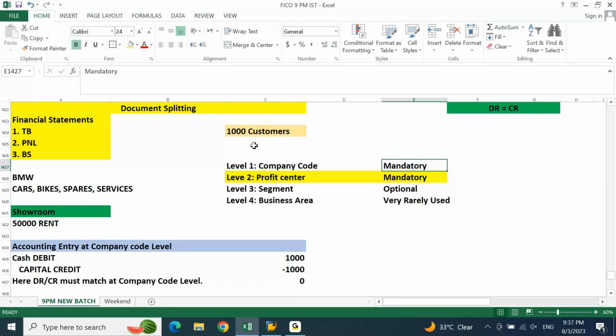Let's say today you may not need it, but tomorrow you may be needing it, right? If you are activating it at a later point of time, your historical data will create a big problem. So in future they may be adding additional products where they may need separate profitability at profit center level.